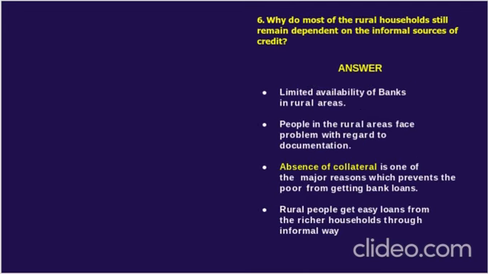Last question of section A is, why do most of the rural households still remain dependent on the informal sources of credit? Now we have to write that in rural areas, in villages, why do they still depend on informal sources of credit? First thing, limited availability of banks in rural areas. Now, in rural areas, there are very few banks. It's not like every corner, every street you will get one. Like in urban areas and cities, we get a bank almost everywhere. But in rural areas, it's not like that.